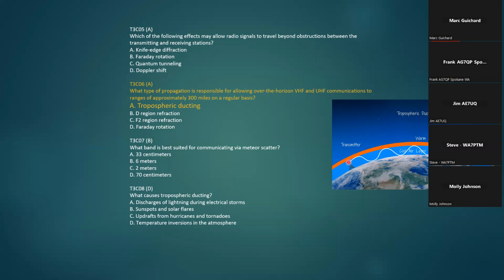In that case, it's possible for a VHF signal to actually be reflected off of the Earth, off of the top of the duct, and you can get ranges, as I said, of several hundred miles. Again, it's not that common. It only happens a few times a year generally, but if you're on the radio and all of a sudden you get communication from a ham that's 200 miles away on your VHF radio, that's what's happening. Tropospheric ducting.